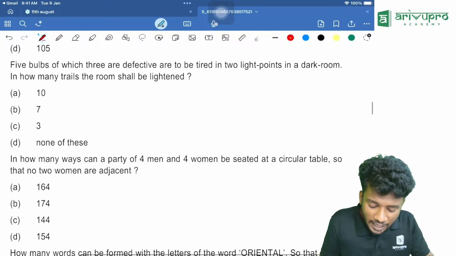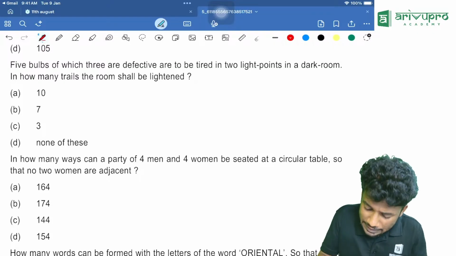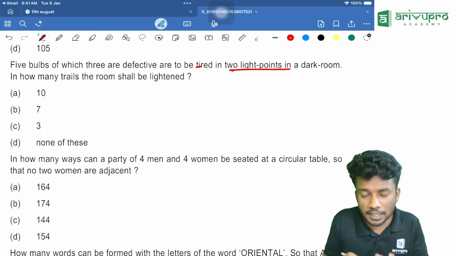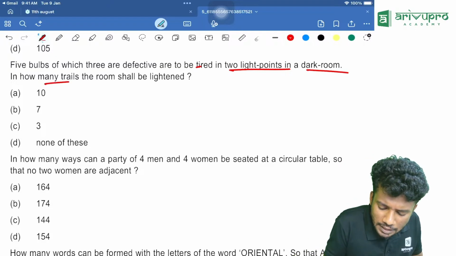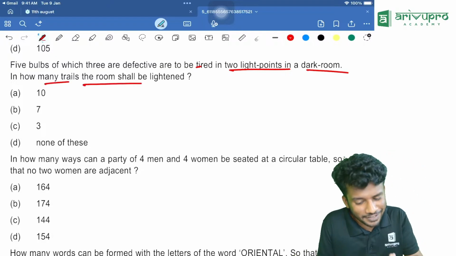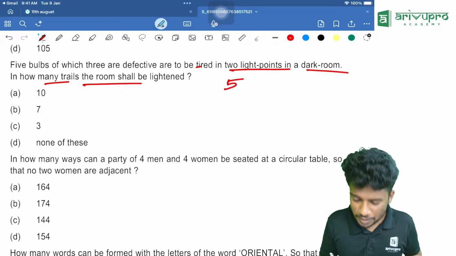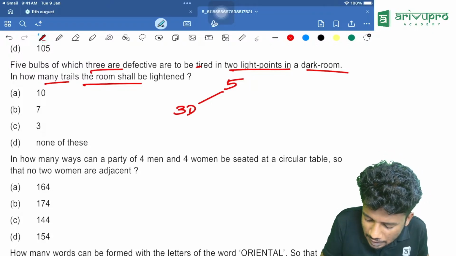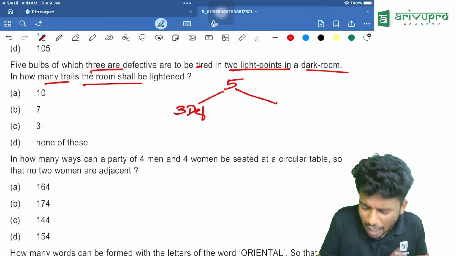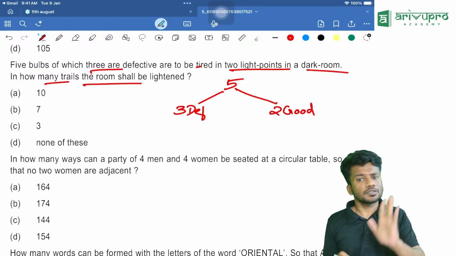Next one: 5 bulbs, of which 3 are defective, are to be tried in 2 light points in a dark room. In how many trials will the room be lightened? Very good question. How many lights are there in total? 5 bulbs. From those 5 bulbs, how many are defective? 3 are defective. Then how many good bulbs are there? 2 good bulbs are there. So that is the case.